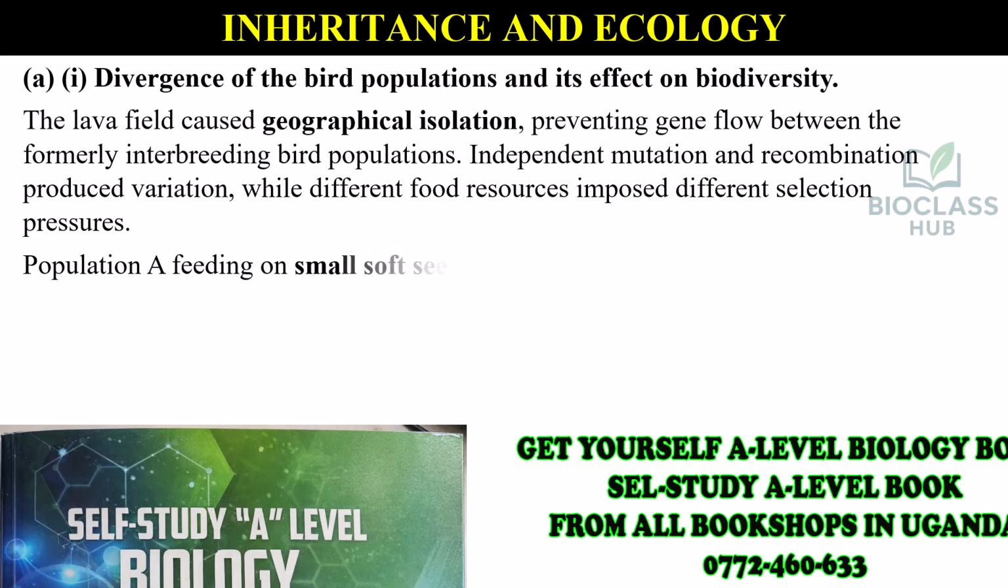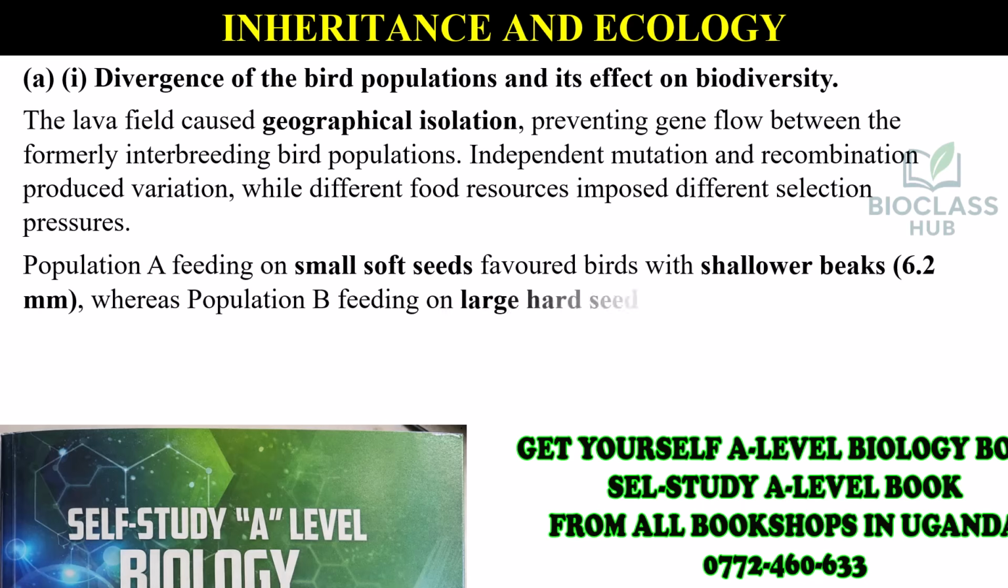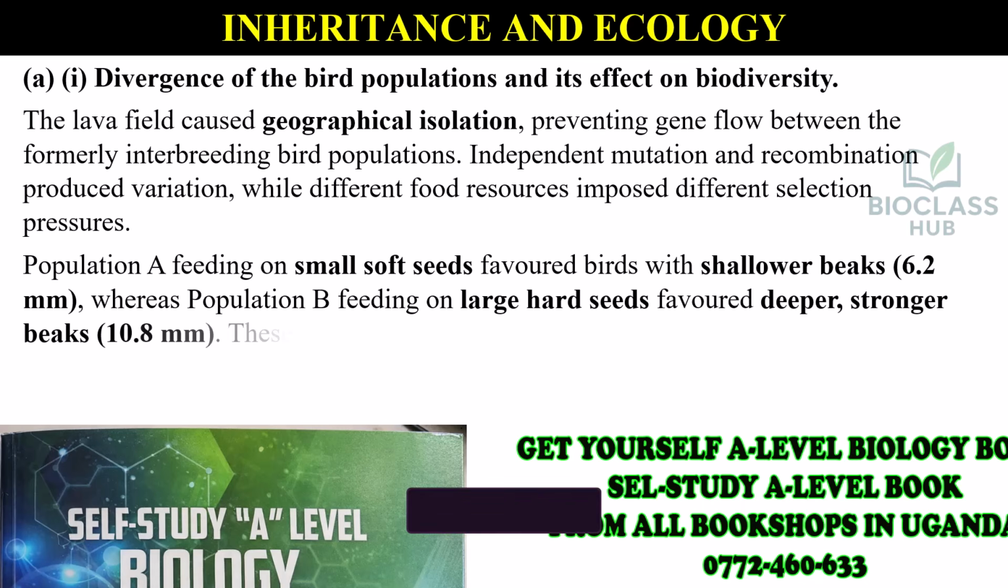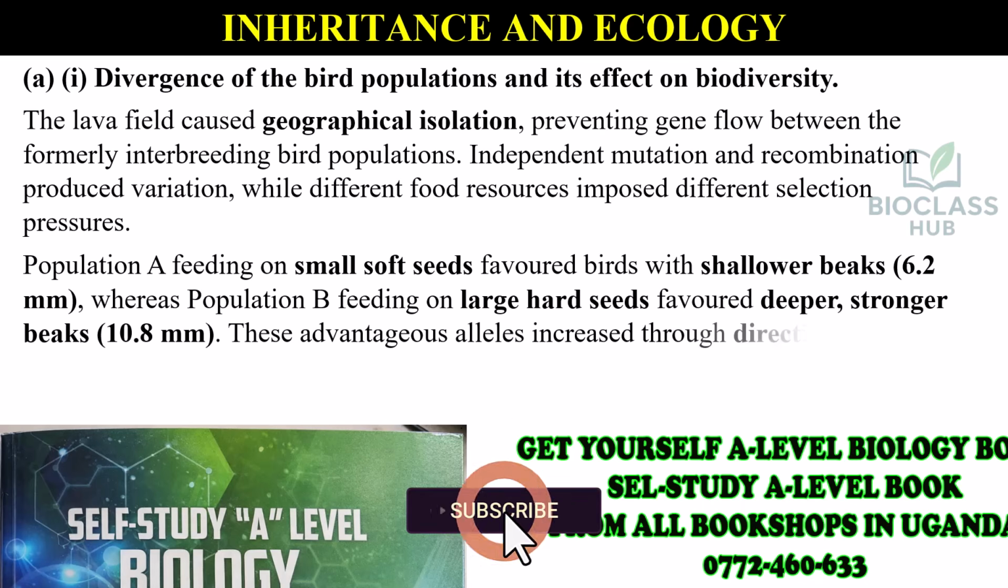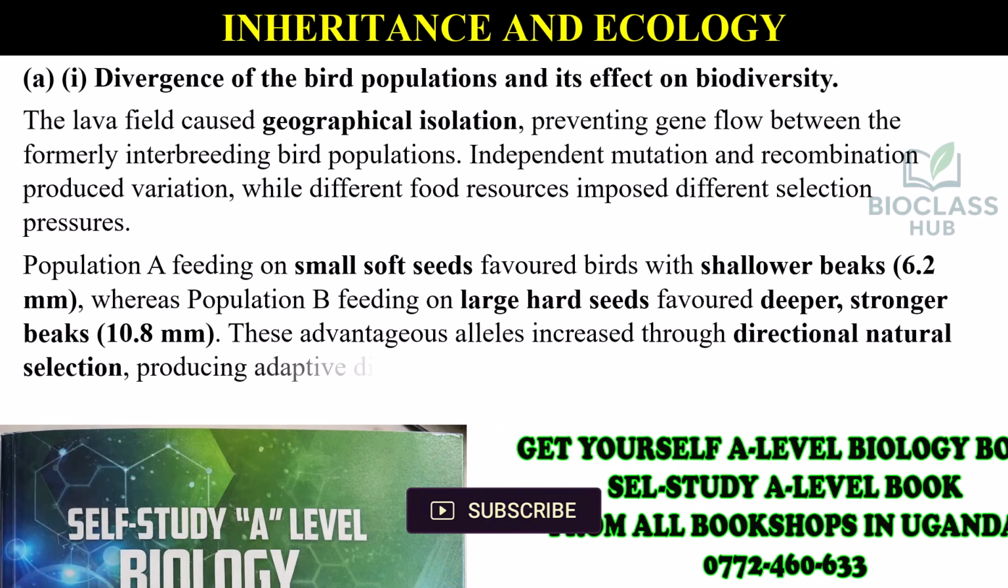Population A feeding on small soft seeds favored birds with shallower beaks, whereas population B feeding on large, hard seeds favored deeper, stronger beaks. These advantageous alleles increased through directional natural selection, producing adaptive divergence.